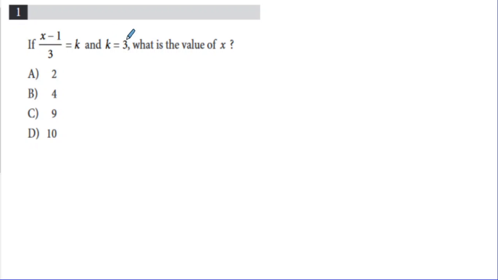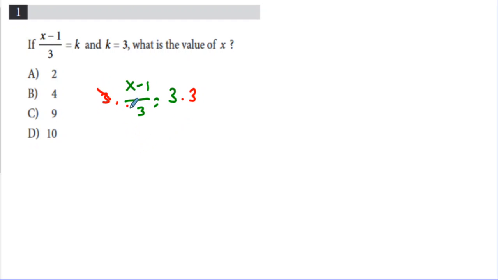So for this problem, if they tell me k is equal to 3, I'm going to come over to this equation that I have to solve, and I'm going to plug in a 3. So it's going to say (x minus 1) over 3 is equal to k, which is 3. Okay. And then to solve this problem, I'm going to multiply both sides by 3. This says divided by 3. I'm going to multiply to get rid of it. Okay. Got to do that on both sides.